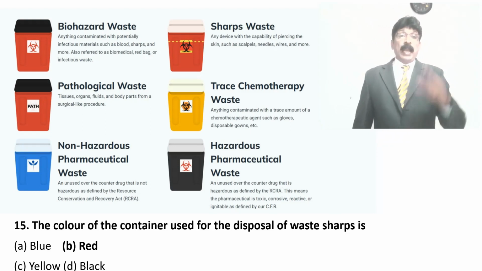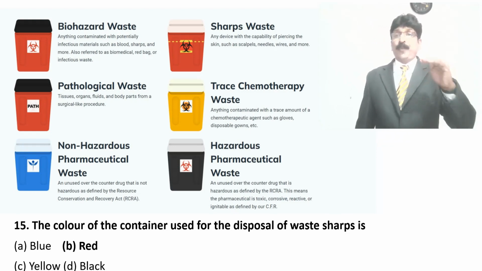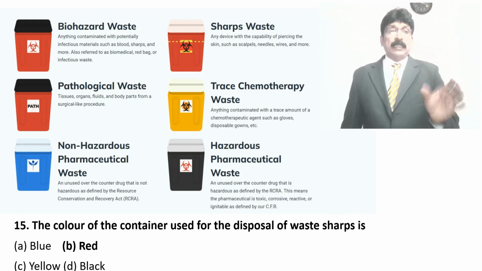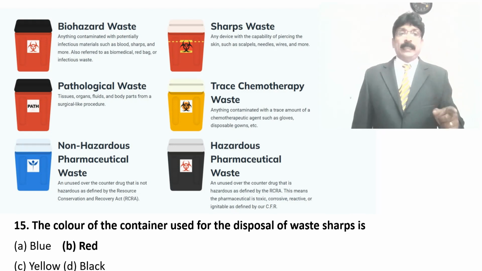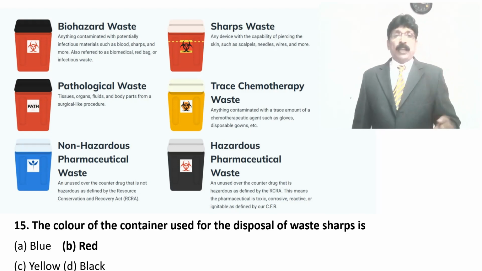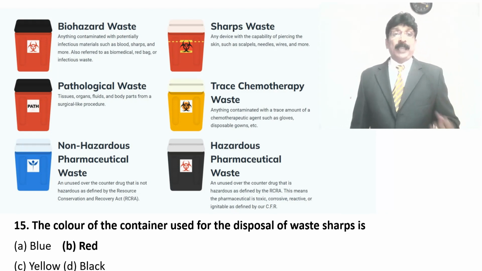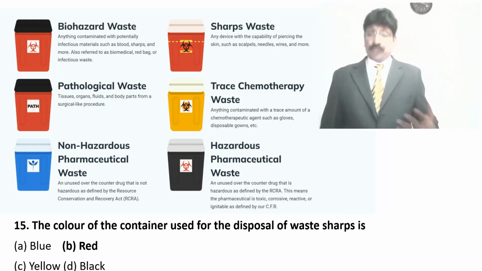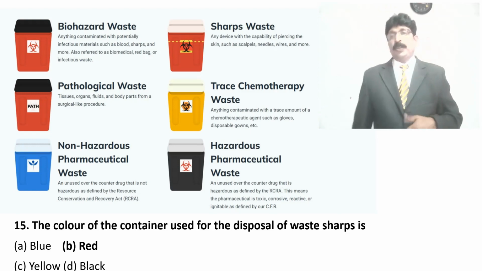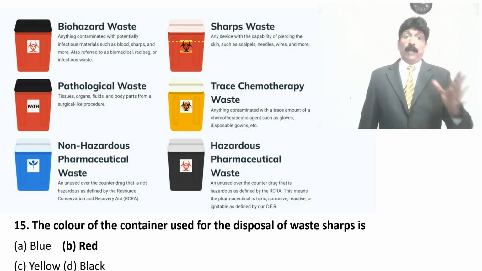And for pathological waste also, we have a red box color with the word pathological written there, for tissues, organs, fluids and body parts from surgical procedures. This type of color has to be used for the vessel for collecting this disposable waste.